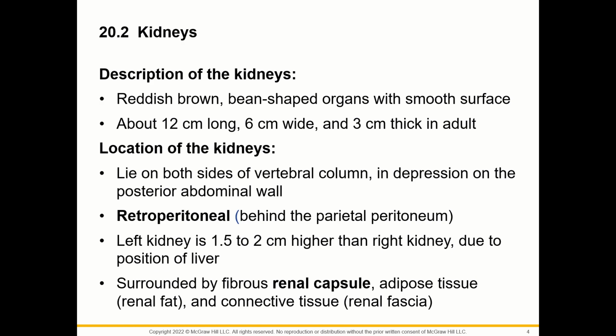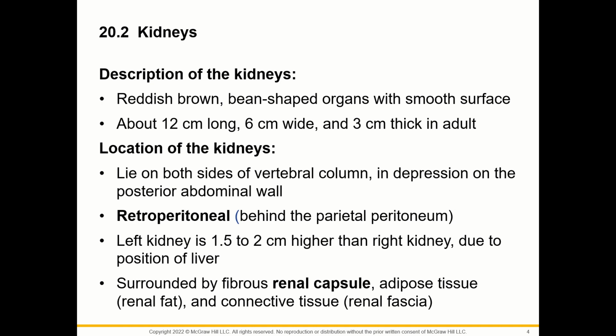So let's start with the kidneys. The kidneys are a reddish-brown, bean-shaped organ with a smooth surface. They're about 12 centimeters long, 6 centimeters wide, and 3 centimeters thick in adults. The kidneys lie on both sides of the vertebral column in a depression on the posterior abdominal wall. They are known as retroperitoneal, meaning that they are behind the parietal peritoneum, so they're not actually in the abdominal cavity.